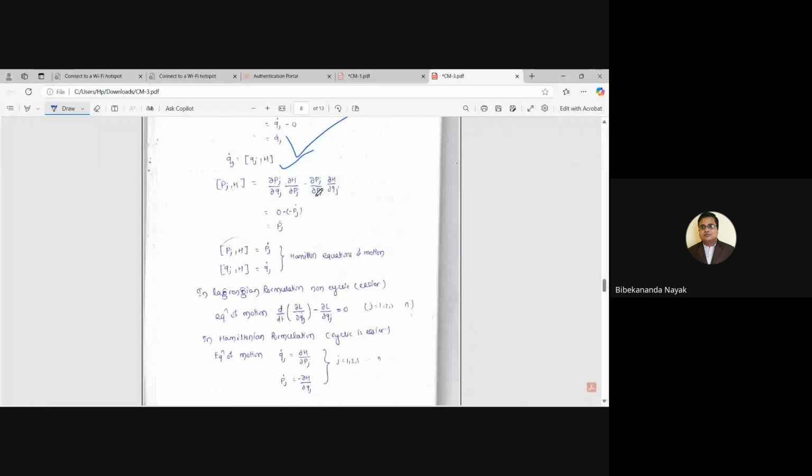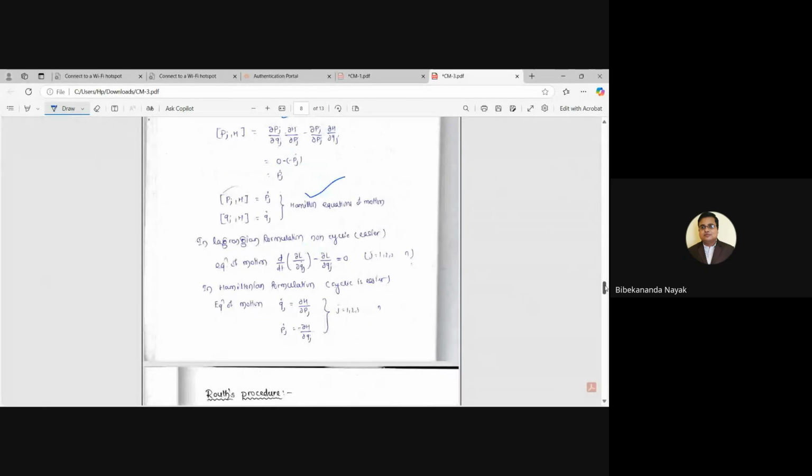So if a question asks to write Hamilton's equations in terms of Poisson bracket, you have to write qj dot is equal to the Poisson bracket of [qj,H]. Similarly, pj dot is the Poisson bracket [pj,H]. These are known as Hamilton's equations in terms of Poisson bracket. How do you write qj dot and pj dot in Poisson bracket terms? It is [pj,H] and [qj,H].